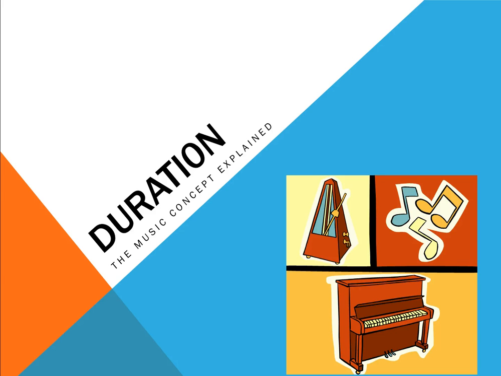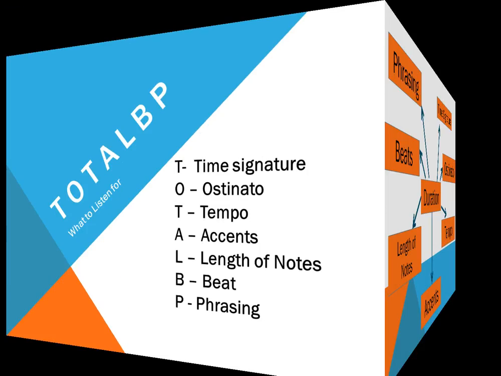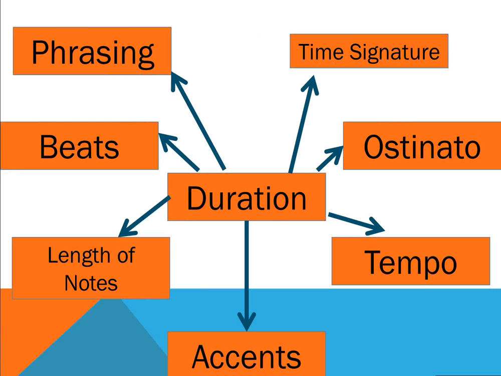Anyway, duration. And this is how you actually answer the concept when you get a question on duration. These are the things that you need to look for. In the next couple of slides, I've got this total BP written down twice, depending on which way you want to write it down, whatever makes it easier for you to remember. Total BP stands for time signature, ostinato, tempo, accents, length of notes, beat, and phrasing. The next slide is just a mind map. So again, you can see time signature, ostinato, tempo, accents, length of notes, beat, and phrasing.